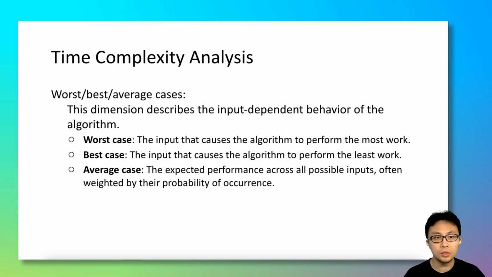We covered the worst, best, and average case analysis. This is one dimension of time complexity analysis. If you think about the time complexity analysis as an umbrella term, then the worst, best, average case analysis is one of those things that you do under this umbrella. From what we learned, we know that such analysis depends on the characteristics of the input.